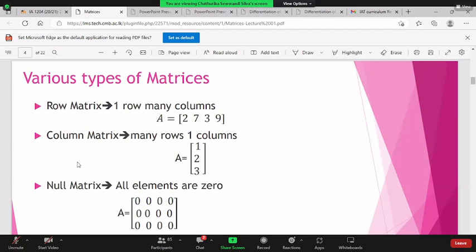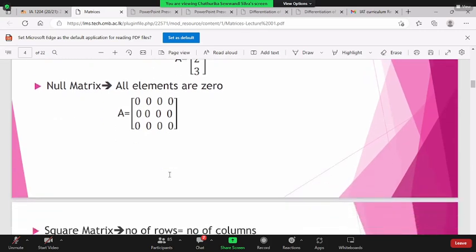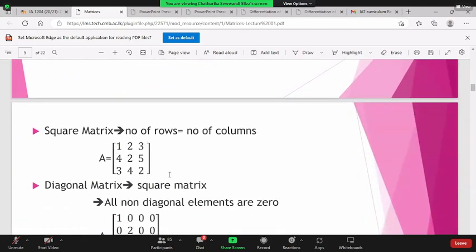Right? Then the null matrix. A null matrix, or else called a zero matrix, is one where all the elements are zero. A null matrix need not be a square matrix. Now, a square matrix means the number of rows and the number of columns are equal.